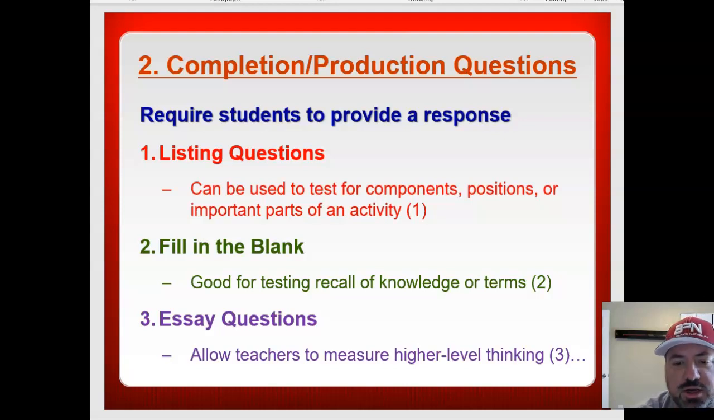First of all, listing questions. They can be used to test for order, for components, for positions, for important parts of an activity maybe. A listing question could even be put these positions on a field diagram. That could be considered a listing question. So an example, list the 5 positions on a basketball team, right? You provide them a court diagram and they list where the positions start off. Example B, list the 4 important parts of the baseball softball swing.